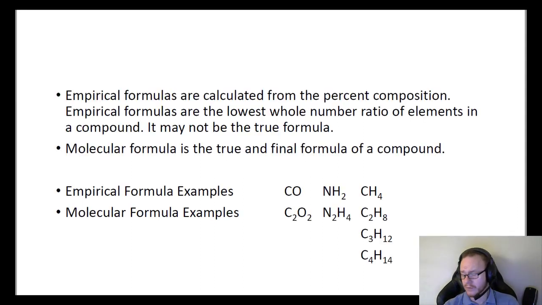First, the newer one, the empirical formula, is calculated from the percent composition that we learned last week, so we do have to have that information. All it is is the lowest whole number ratio of the elements in a compound. It may not be the true formula, though. It is possible that this is just the smallest ratio available. It is also possible that it might be the real formula, but it requires another step to figure that out.